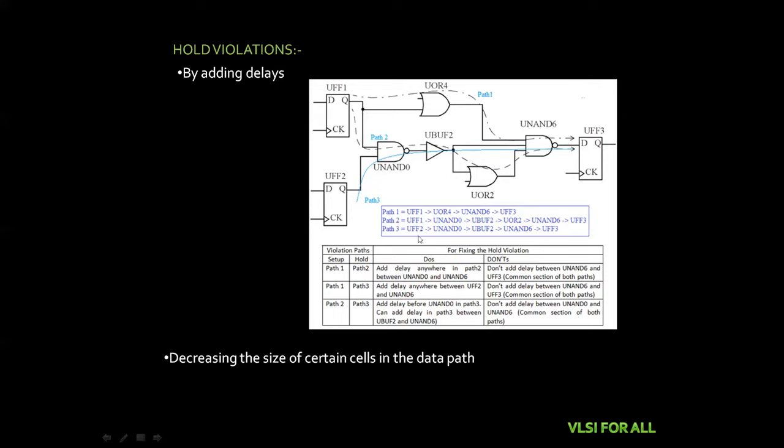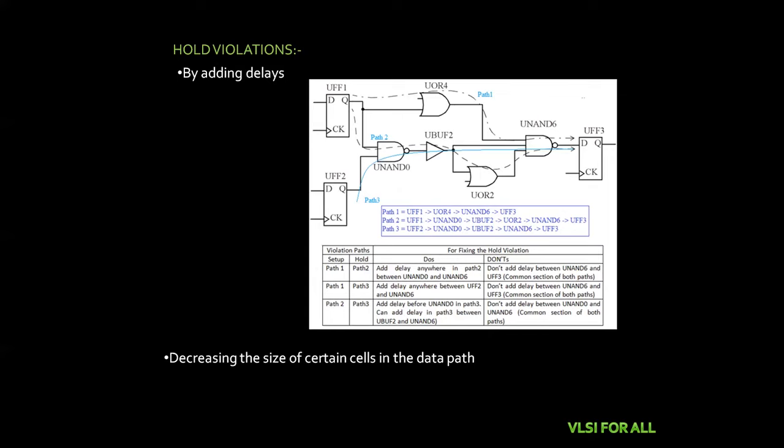And the next one is decreasing the size of certain cells in the data path. It is better to reduce the cells closer to the capture flip-flop, because there is less likelihood of affecting other paths and causing new errors. So these are the ways to fix setup and hold time violations. Hope you understand. Thank you.